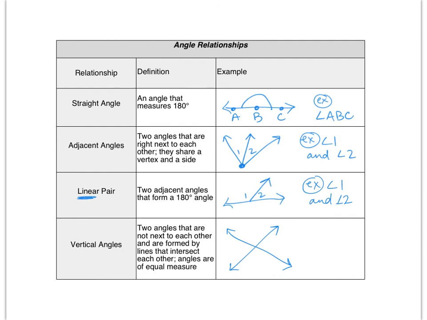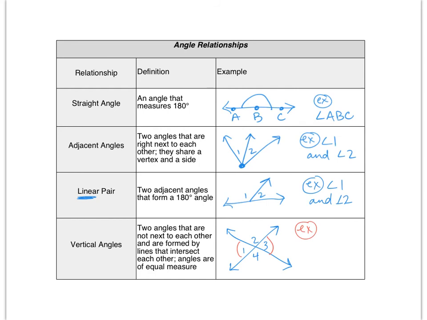And then I'm going to number them 1, 2, 3, 4. Well, the definition says this: two angles that are not next to each other and are formed by lines that intersect each other. They are angles of equal measure. So right here, angles 1 and 3, they're not right next to each other. They're across from each other. They are a pair of vertical angles.